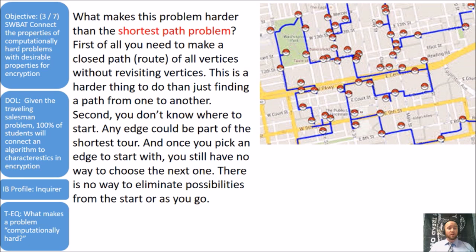Any edge could be part of the shortest tour, and once you pick an edge to start with, you still have no way to choose the next one. There is no way to eliminate possibilities from the start or as you go.